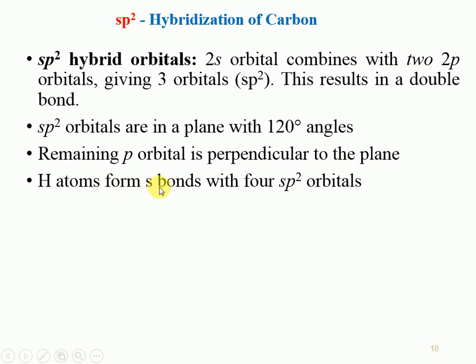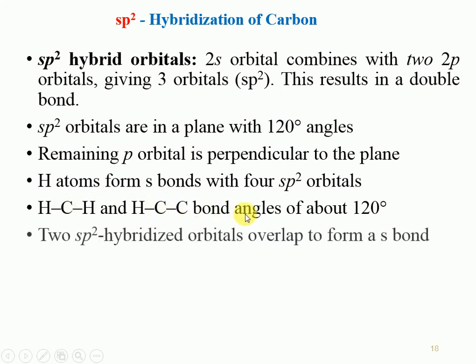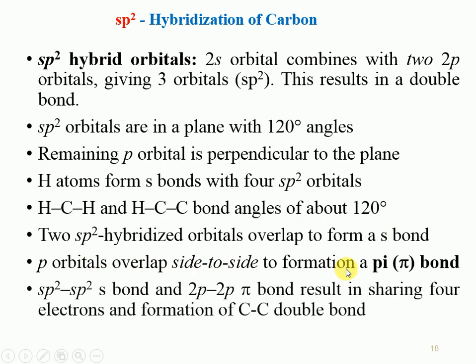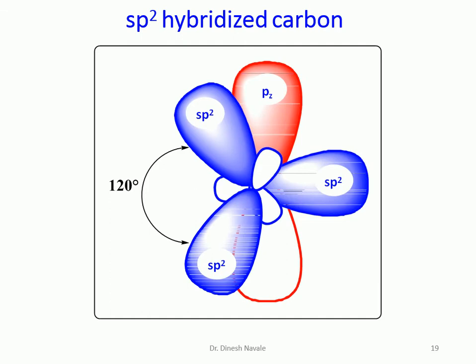Hydrogen atoms form sigma bonds with the sp2 orbitals. So there is a formation of the sigma bonds. The carbon-hydrogen and carbon-carbon bond angles will be expected to be 120 degrees. Two sp2 hybridized orbitals overlap to form a sigma bond. The p orbitals overlap side to side to form a pi bond. The sp2-sp2 sigma bond and 2p-2p pi bond result in sharing of 4 electrons and formation of a carbon-carbon double bond. So this is how sp2 hybridization works.